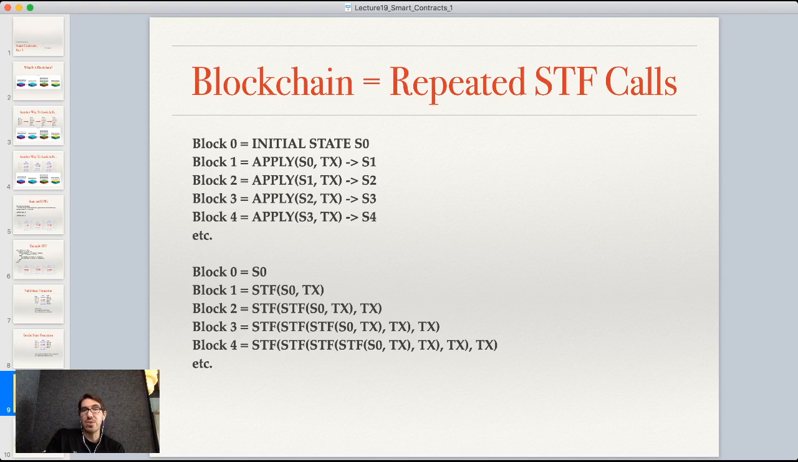And we don't really need any other additional state. If we know the initial state, and we know all of the transactions that are applied to it, we can get the final state. So again, I'm just saying all of this, hopefully none of it is too crazy. It's just a different way of looking at what a blockchain is actually doing.